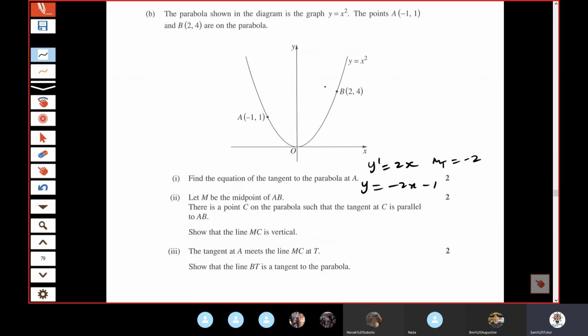Let M be the midpoint of AB. There is a point C on the parabola such that the tangent at C is parallel to AB. The tangent at C, well, that would be somewhere down here then. So it's parallel to that one. Show that the line MC is vertical. Because I know that's what you guys are thinking. But you just break it down, one step at a time. What's the first thing I'm missing? What's the second thing I'm missing?